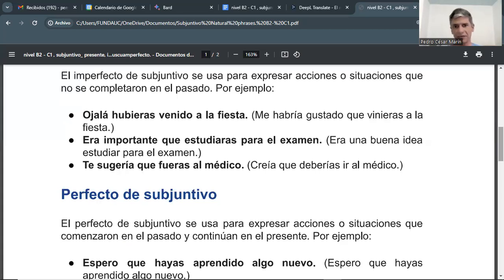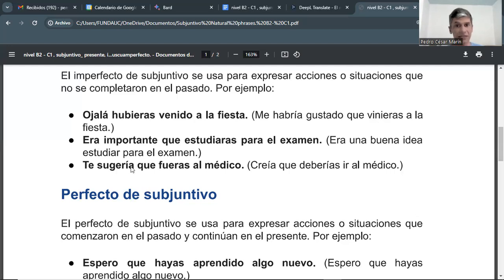Era importante que estudiaras. Era past, importante. You remember the other one, es importante, es necesario? Well, now we have it in the past. And of course, it's going to trigger the change of tense on the secondary verb. In this case, estudiar. Es importante que estudies. Present subjunctive. But now we are in the imperfect. It's a type of past. Era, it was important for you to study. Era importante que estudiaras in the past.